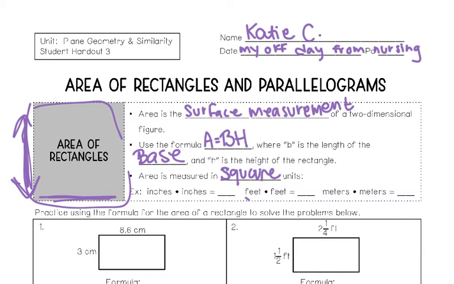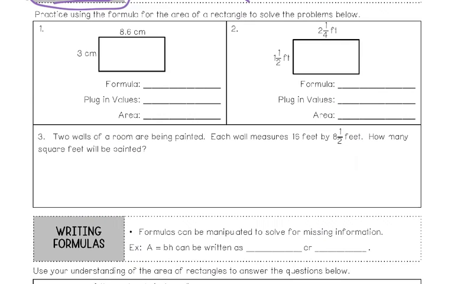Yes, area is measured in square units. If the item that you are finding the area of is in inches, it will be inches and then a little square. That's supposed to be a 2. So that's a little 2. And if your measurement is in feet, like example number 2, your end answer is going to be feet squared. Or if it's in meters, it's going to be meters squared, okay?